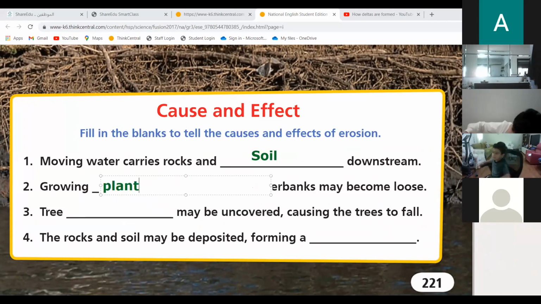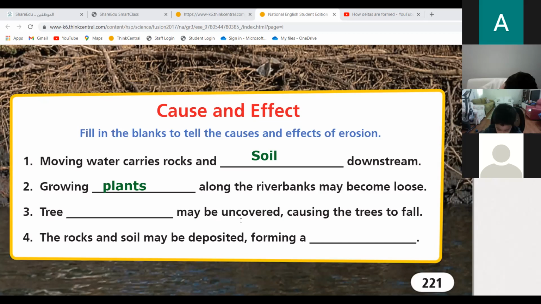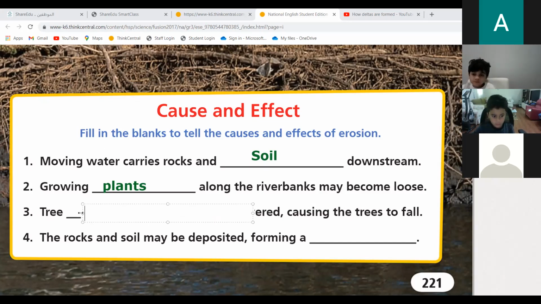So plants or trees. Now, which part of the tree may be uncovered, causing the tree to fall? If the soil is moved away, which part of the tree will be uncovered without soil? The roots. Yes, excellent. And it will cause the tree to fall down.